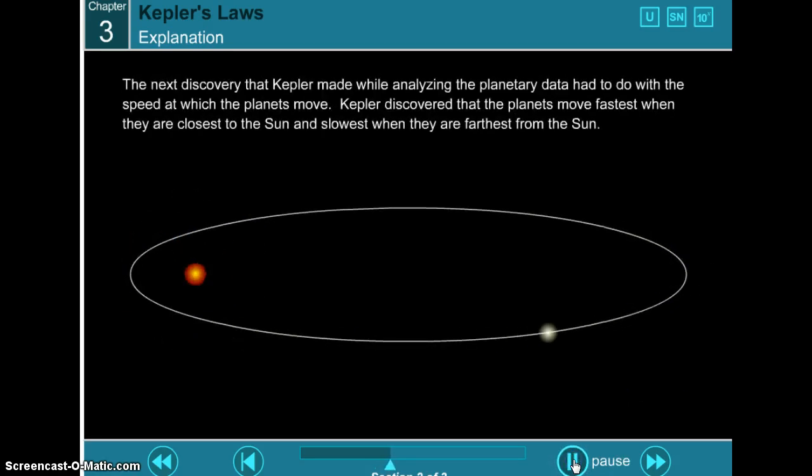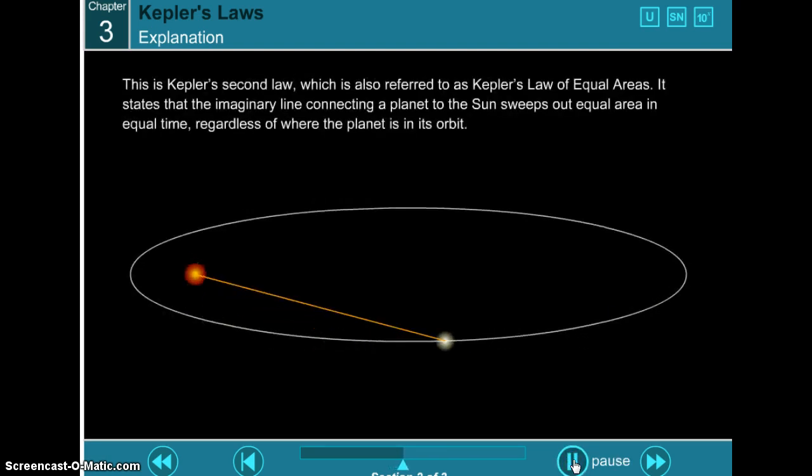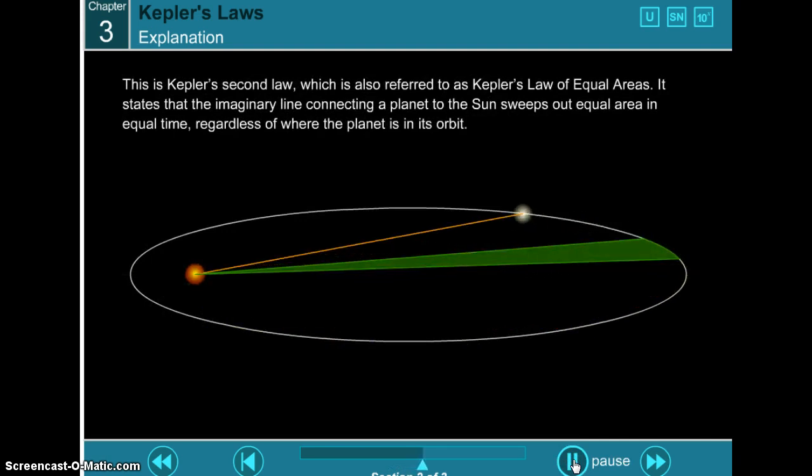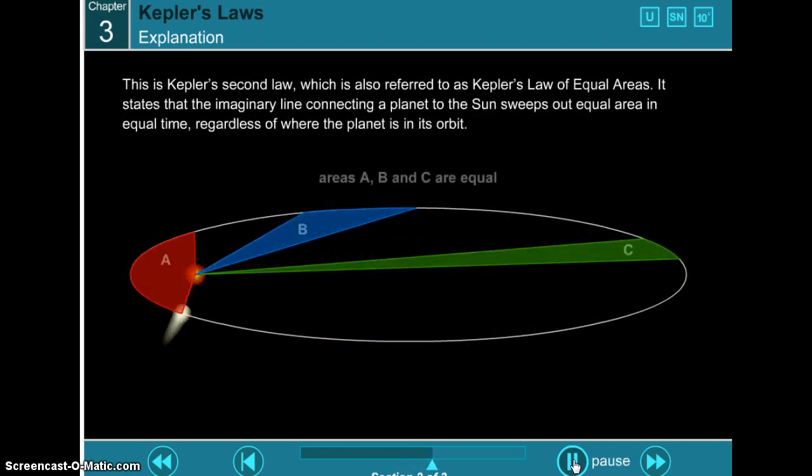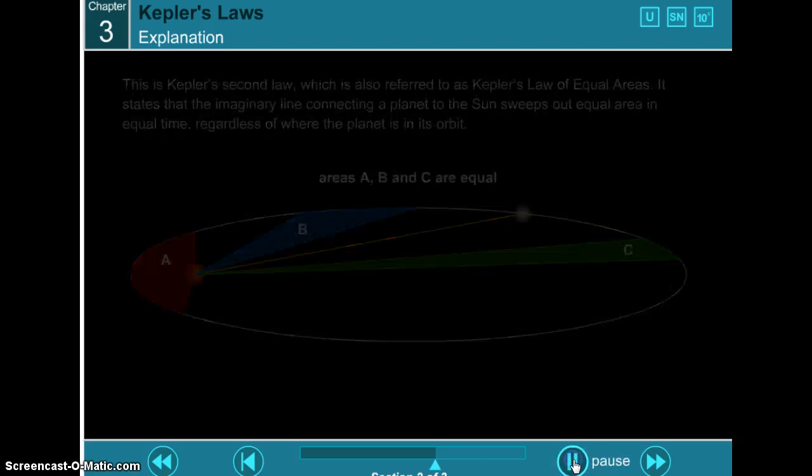The next discovery that Kepler made while analyzing the planetary data had to do with the speed at which planets move. Kepler discovered that the planets move fastest when they're closest to the sun and slowest when they're furthest from the sun. This is Kepler's second law, which is also referred to as Kepler's law of equal areas. It states that the imaginary line connecting the planet to the sun sweeps out equal areas in equal time, regardless of where the planet is in its orbit. Here we can view areas A, B, and C are equal. Consider them like pie pieces. They're all the same amount of pie or pizza.